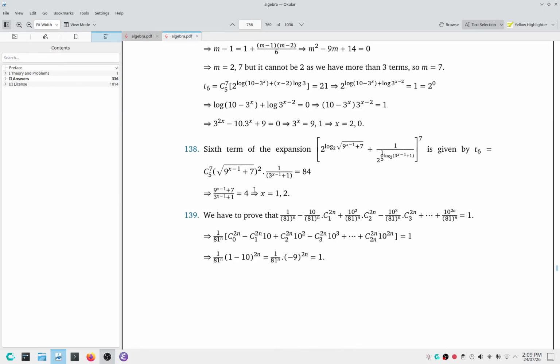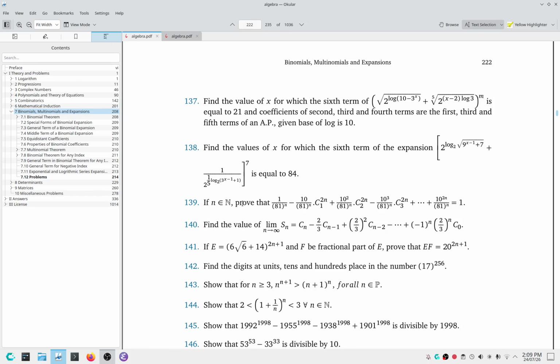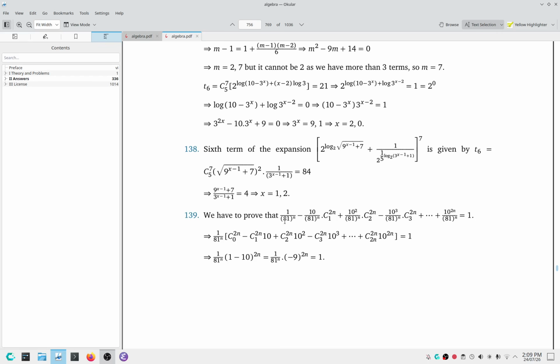I know I skip a lot of steps, but it is expected of you to solve such equations. Now 139 says that if n is in the set of natural numbers, prove that 1 upon 81 to the power n minus 10 upon 81 to the power n times 2nC1 plus 10 squared upon 81 to the power n times 2nC2 and so on up to 10 to the power 2n upon 81 to the power n is equal to 1. So we take 1 upon 81 to the power n out, common from everything.